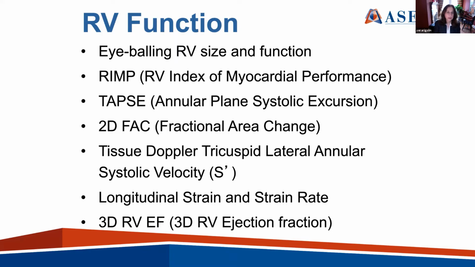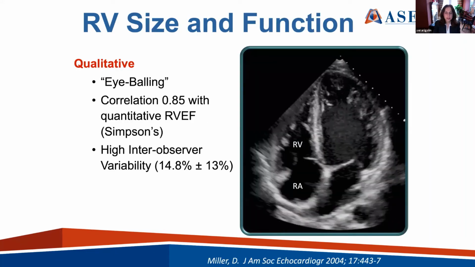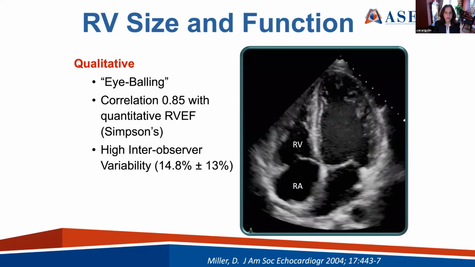So for that reason, we have several other parameters that are more quantitative, and those include the RV index of myocardial performance, TAPSE or tricuspid annular plane systolic excursion, fractional area change, tissue Doppler tricuspid lateral annular systolic velocity, or the S prime of the tricuspid annulus. And then we have longitudinal strain and strain rate. And then finally, we can measure the RV ejection fraction using 3-dimensional echo.